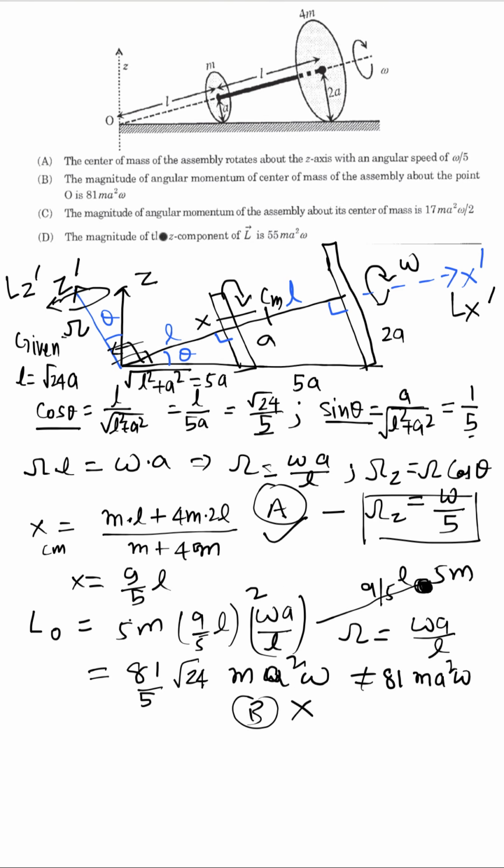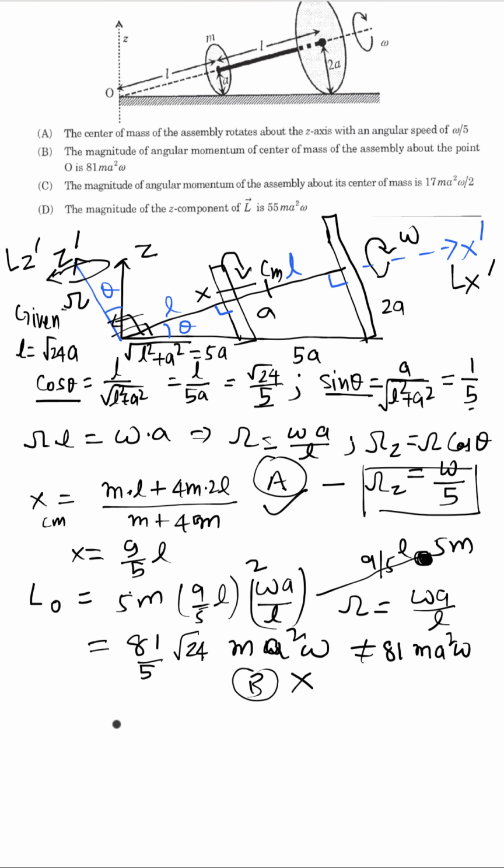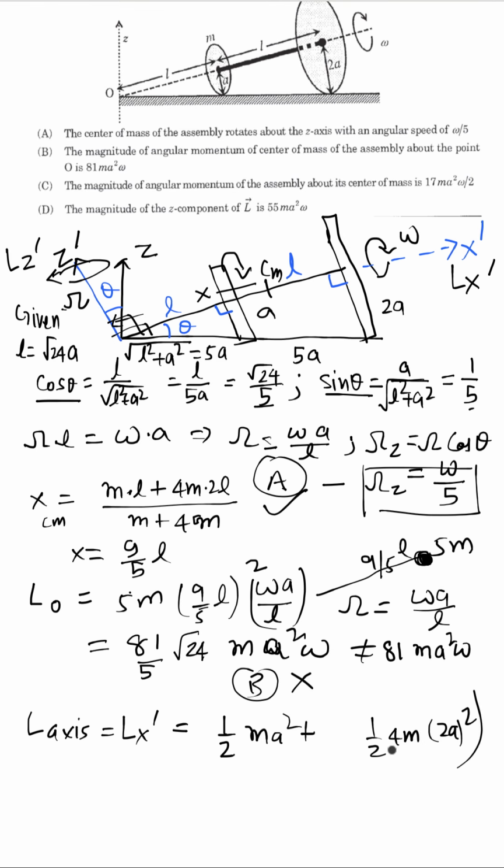Now the C is: find the angular momentum of the assembly about the axis. Very simple, because all we need to do is I x prime here, and that should be equal to half m a square plus half 4m 2a square, and that should be times omega. Therefore C is the right answer.